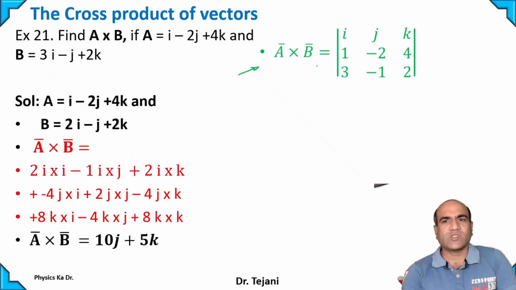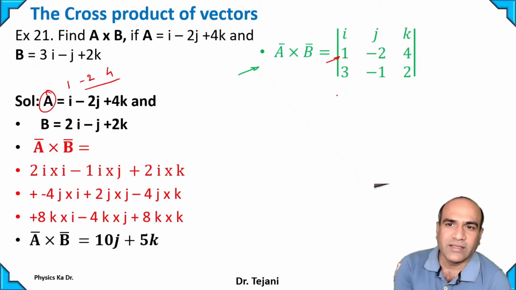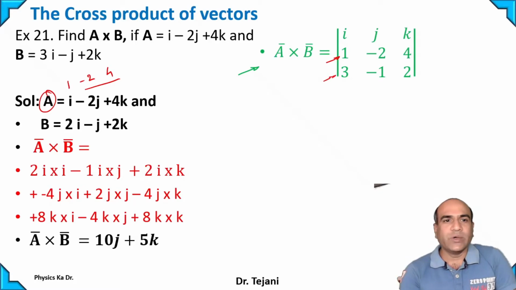Suppose A cross B is given. What we should do is take the first row as i, j, k, and then next, that is A, which is 1, minus 2, 4. Put here 1, minus 2, 4. And the third row is showing B, that is 2, minus 1, 2. Put this value here.